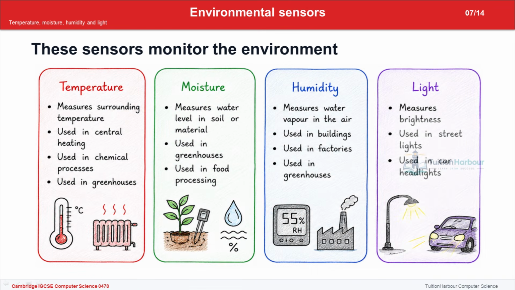Environmental sensors. Temperature sensors are used in heating systems and greenhouses. Moisture sensors measure water in soil or materials. Humidity sensors measure water vapor in the air. Light sensors measure brightness and can control street lights or car headlights.